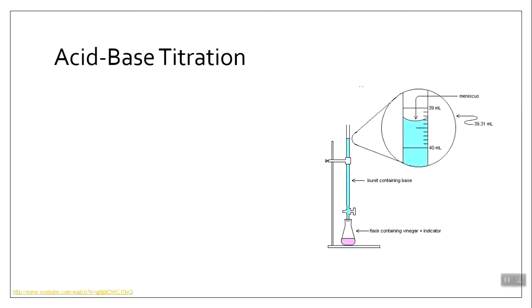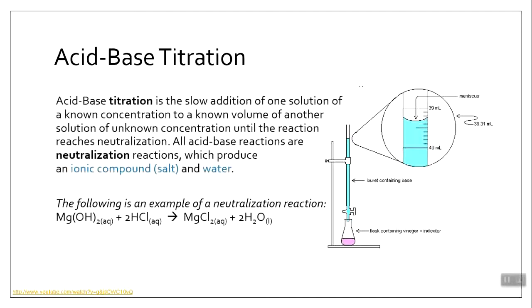When it comes to acids and bases, one lab technique that we do is called a titration. A titration is the slow addition of one solution, for example an acid, where we know the concentration, to a known volume of another solution, like a base, where we don't know the concentration, until the acid and base reach neutralization.